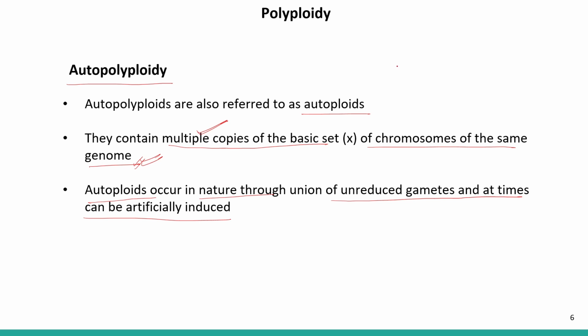Suppose the basic set of chromosome number is 12. Then we could have 36 chromosomes in one autopolyploid example. So 12 plus 12 plus 12, three complete sets of chromosomes are present here, and that forms the 36 chromosomes.